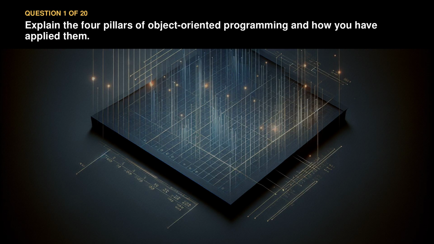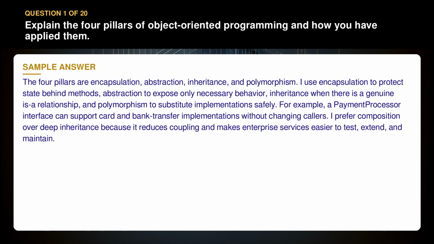Question 1. Explain the 4 pillars of object-oriented programming and how you have applied them. The 4 pillars are encapsulation, abstraction, inheritance, and polymorphism. I use encapsulation to protect state behind methods, abstraction to expose only necessary behavior, inheritance when there is a genuine is-a relationship, and polymorphism to substitute implementations safely.